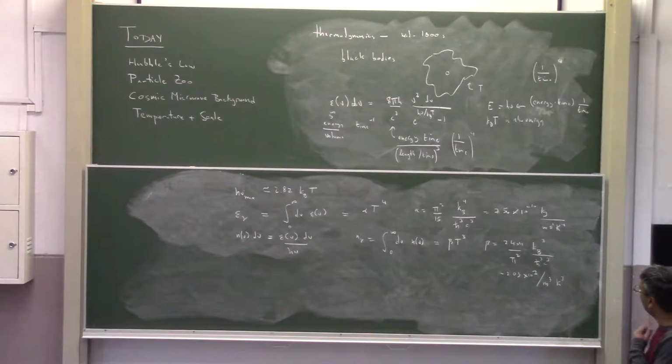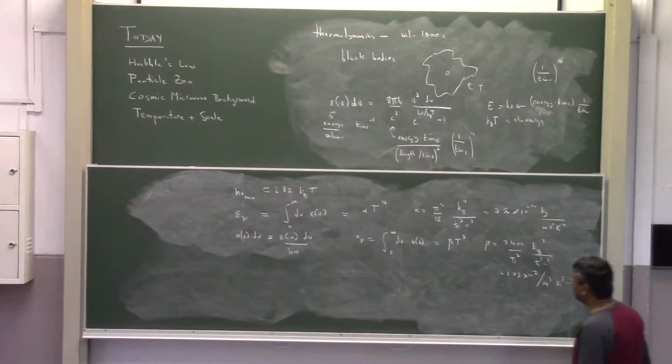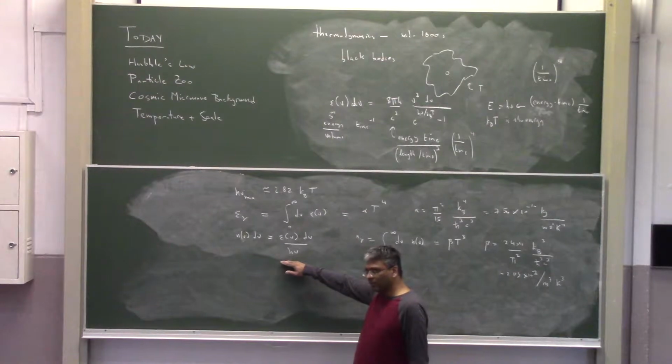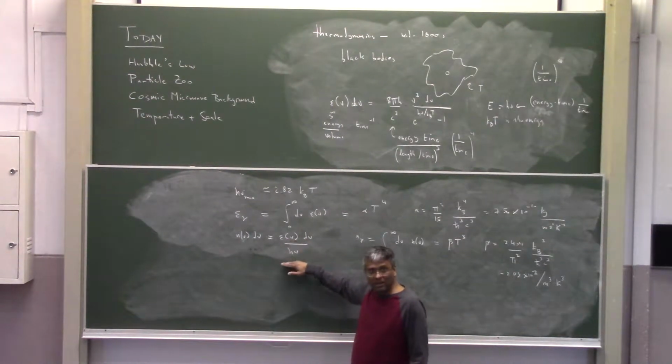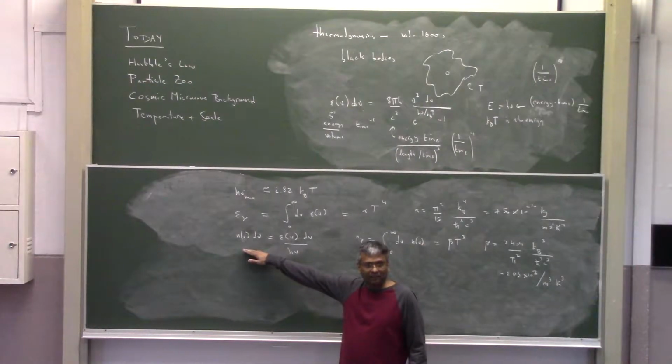Okay, so what I've done here is I've defined a number density as taking the energy density divided by the energy of the photon. Okay, so I've canceled units of energy, you get a number density here.